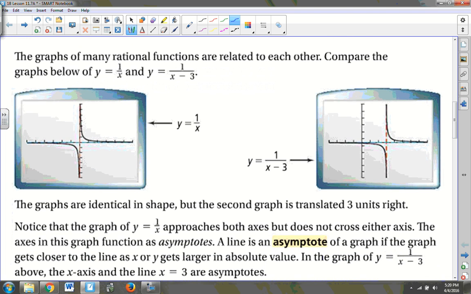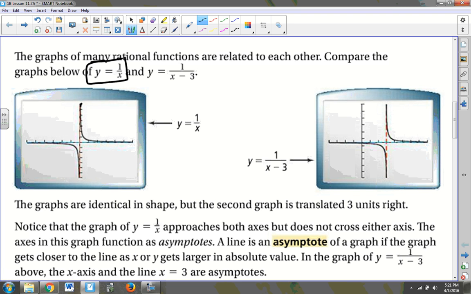So here we can see the examples of two functions that look like inverse variation equations, because this first one is the most basic inverse variation equation, y equals 1 over x. And as we can see, that looks like this. It goes here, and it goes here. It does not obviously cross the x-axis at all, or the y-axis for that matter. But that's something that we saw in section 11.6.